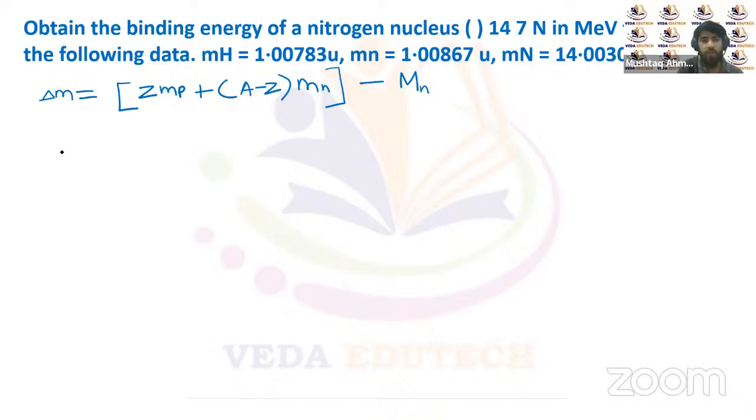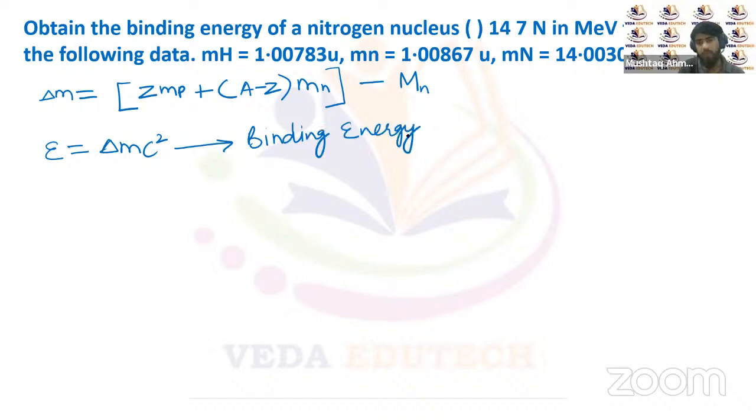Then the energy equivalent to this mass defect will be given as Δm c². This energy we call binding energy. So this Δm c² will be the binding energy for this nucleus, and it will be calculated using the mass defect multiplied by c squared.